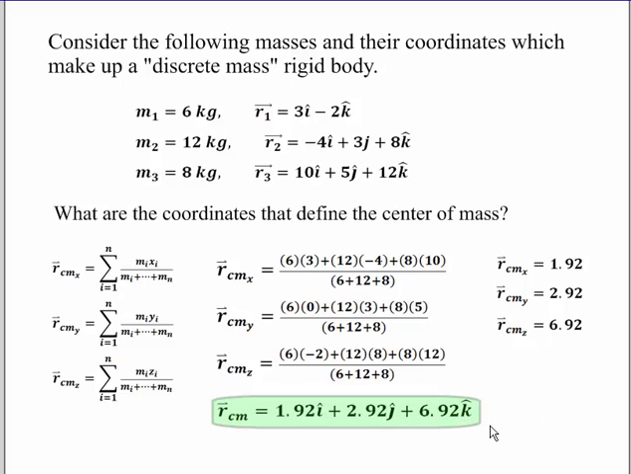So that's the end of this little lecture. Again, it's very short, but it goes over the basics for finding the center of mass when you're dealing with one-dimensional, two-dimensional, and three-dimensional systems.